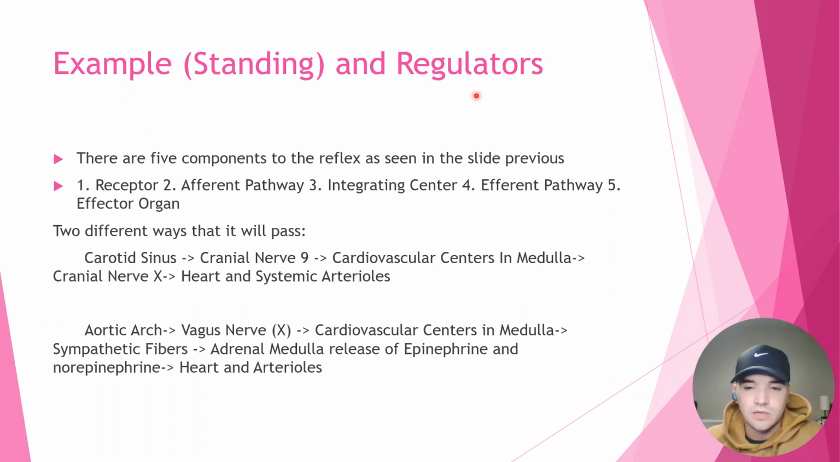All right. So I'm going to talk about an example of baroreceptors being activated and some of the regulators that are important. Firstly, I want to describe the different components of this reflex. So first we have a receptor. That receptor receives a signal, sends it through the afferent pathway to the control center, which sends it back through the efferent pathway and activates an effector organ. So there's two different ways that this can happen. Like I said, the carotid sinus and the aortic arch. This kind of just goes through what I just talked about here.